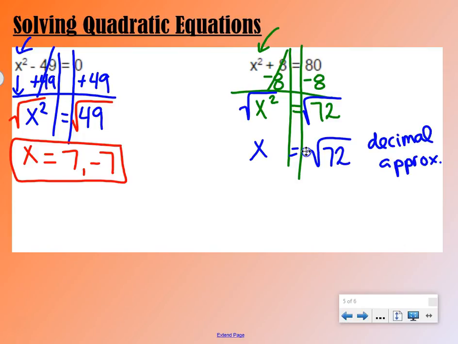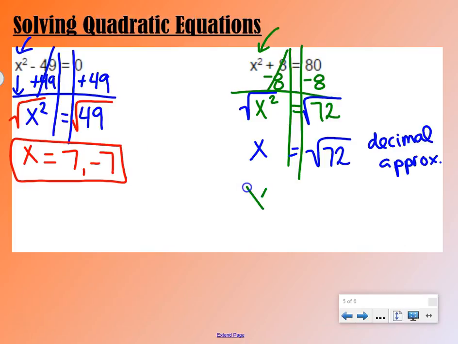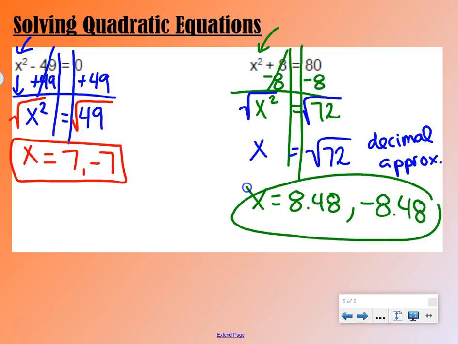Again, we'll need to use our calculator for this. We again hit the blue button, then the x squared button to get the square root. 72, enter. 8.48. We take those first couple digits and we say x equals 8.48 and the negative answer as well. So again, if you look, it's the same number, just we have the positive answer and the negative answer.